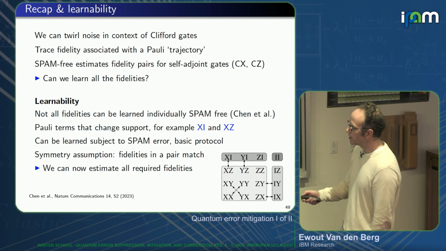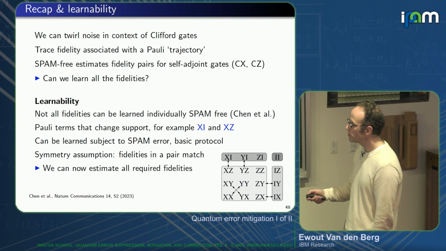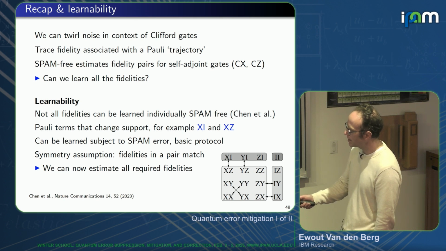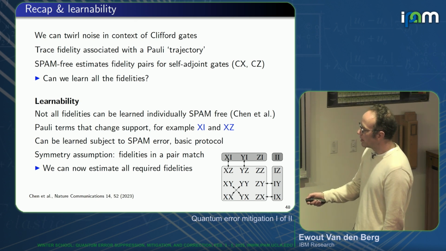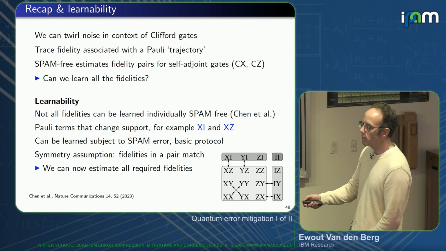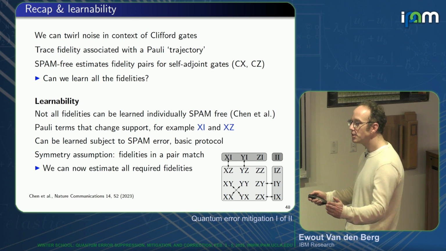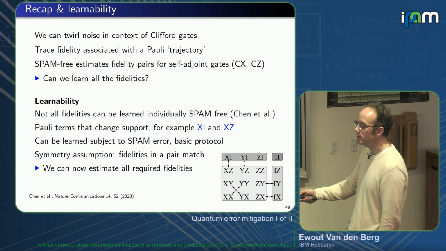And that's a result in this nice paper here. You cannot learn them in a SPAM-free manner. And it turns out that you cannot, for all of the Paulis that change the support. So here, the support is on the first qubit. Here it's on the second, and here are all the Paulis with support on both qubits, right? If you apply the circuit here once, you go to a weight 2 observable here. So this is not SPAM-free because the weight of the initial state and the final state change. So you cannot measure those fidelities individually.